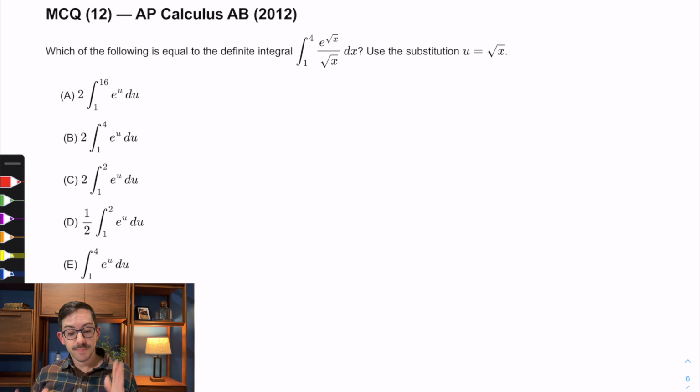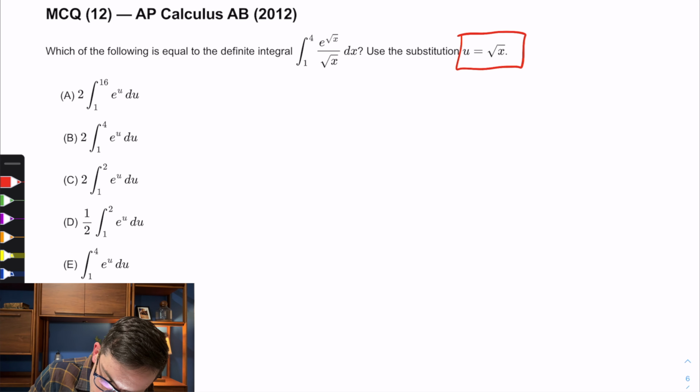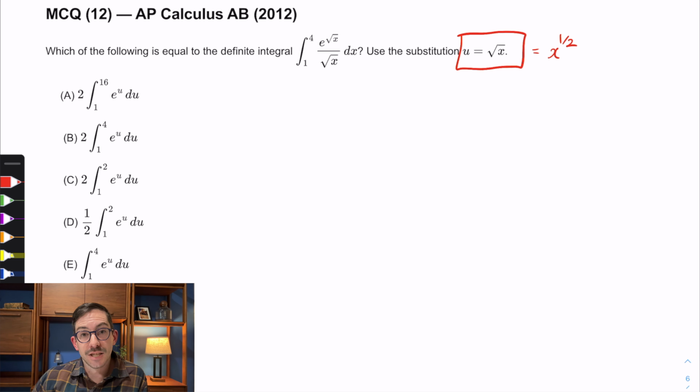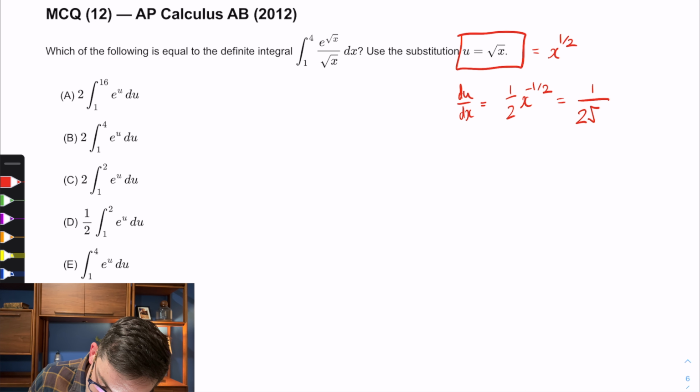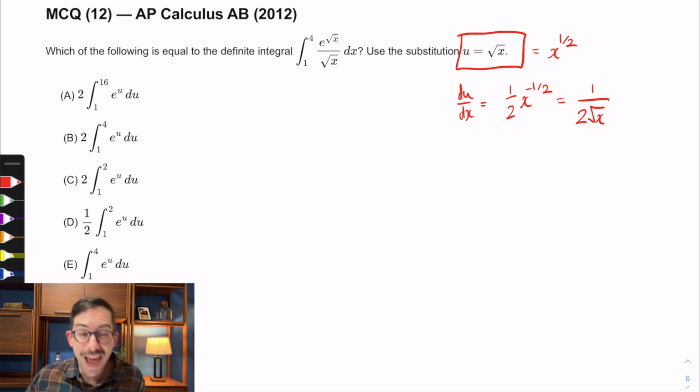Final problem of the video. Problem 12, we're being asked to rewrite a definite integral using substitution, and we're even given the substitution. Can't get better than that. So we're given the substitution u equals the square root of x, and remember the square root of x, if I want to differentiate it, we can write as x to the 1/2 power. So du by dx is going to be 1/2 x to the minus 1/2, which is 1 over 2 root x if we rewrite that.